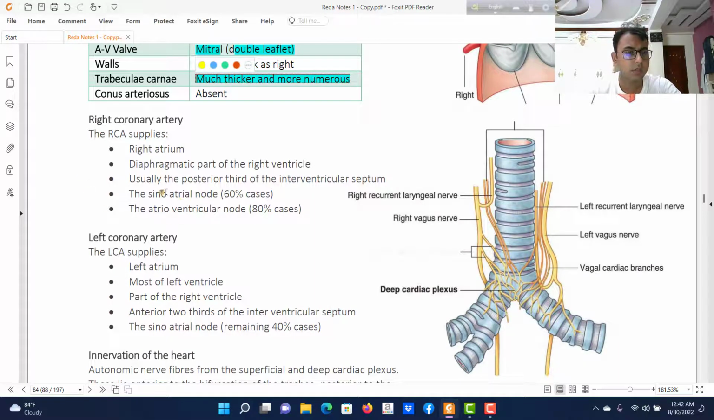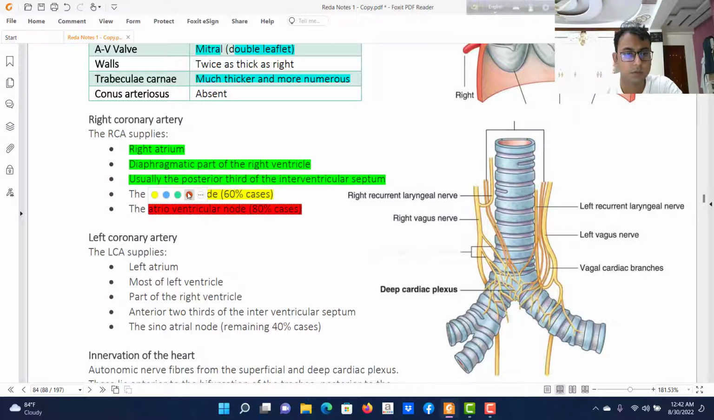Now the right coronary artery gives supply to the right atrium and the diaphragmatic part of the right ventricle. So the right atrium and right diaphragmatic part, and usually the posterior third of the interventricular septum, and the sinoatrial node in 60%. Must know, the atrioventricular node is 80%. So the sinoatrial node is 60%, which is very much the most, and the atrioventricular node is 80%. Okay, so very important.